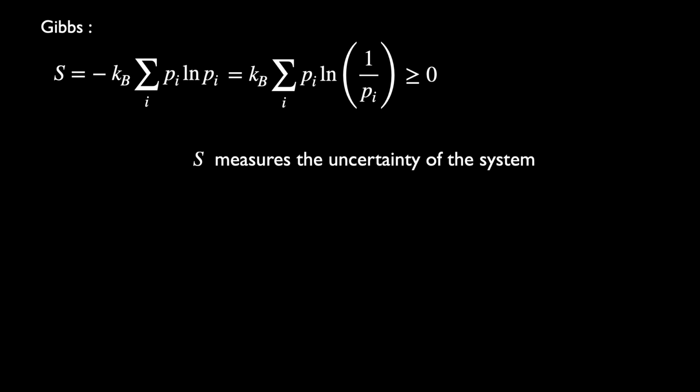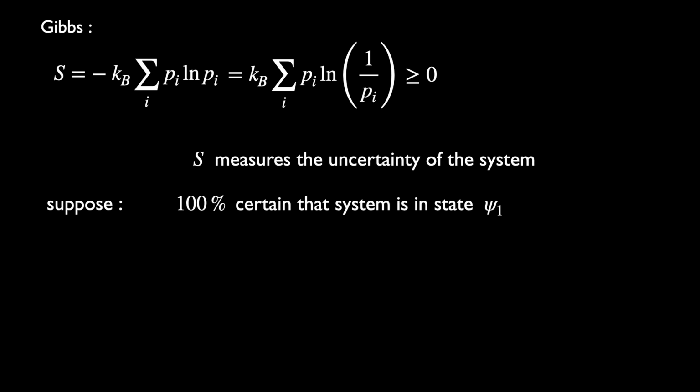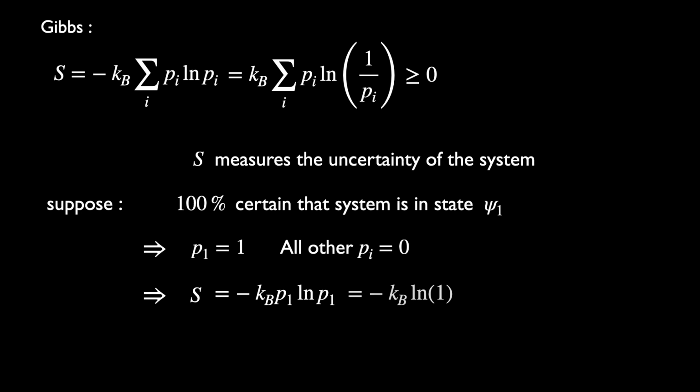One thing to notice about this new entropy is that it is always positive. We claim that it is also a measure of uncertainties within a system. To see why, suppose we are 100% sure that the system is in state psi 1. This means P1 is the only probability that is non-zero and is equal to 1, which implies that the Gibbs entropy is equal to 0 due to log 1 being 0. Therefore, there is zero uncertainty about the state of the system. This is consistent with our certainty of the system being in state psi 1.